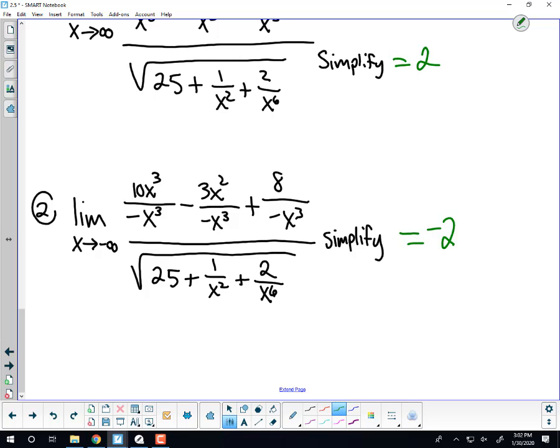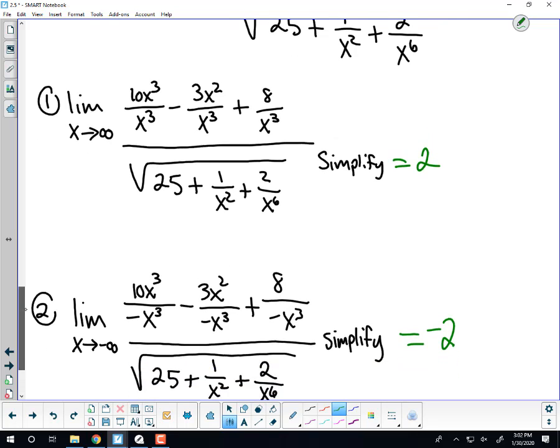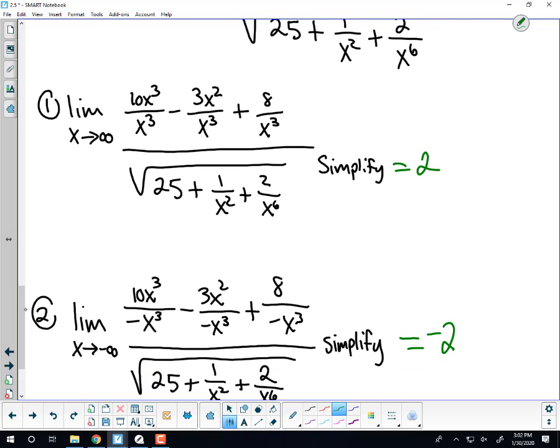So you see in the denominator, right, that you end up with just 25 because as x goes to positive or negative infinity, 1 over x squared and 2 over x to the 6th, both of those are going to 0. So in either case, you just end up with the square root of 25 on the bottom. What changes is the top, depending on where x is located. Or in general, what changes are the things outside of the radical when x is positive or negative. Okay. So any questions on that problem?